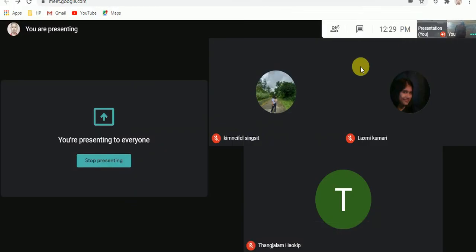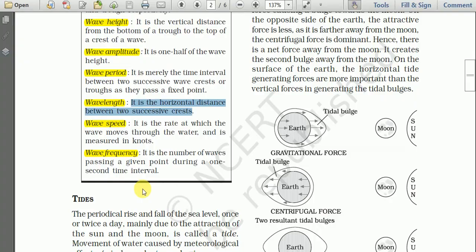Next we have wave speed. It is the rate at which waves move through the water, and it is measured in knots. That was already mentioned, that 1 knot is equal to 1.852 kilometers per hour.